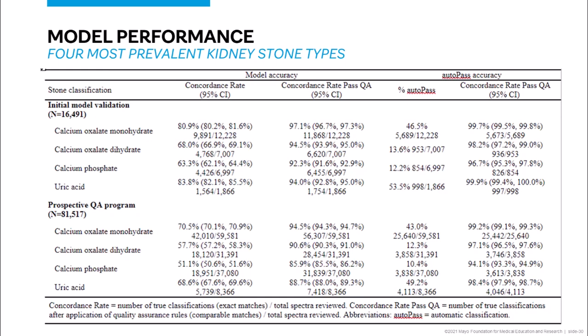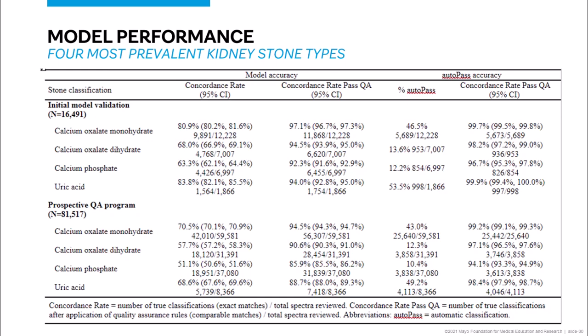For example, if a technologist interprets a stone as containing 50% uric acid and 50% calcium phosphate, an exact match would be that our algorithm calls that same stone 50% uric acid, 50% calcium phosphate. However, a comparable match would be our algorithm calling that stone 60% uric acid and 40% calcium phosphate. While these interpretations are not exact matches, they are clinically comparable and will result in a treatment that's similar for the patient.